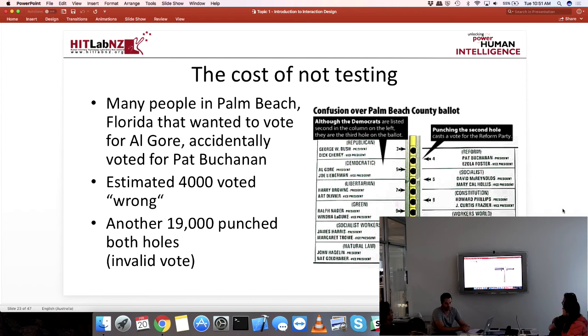Now, Palm Beach is in Florida, which was one of the swing states, so it was always going to be close between Al Gore and George Bush in the state. And as it turns out, everything hinged on which way Florida went.